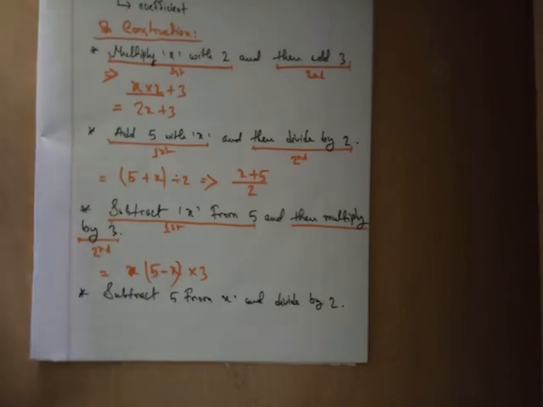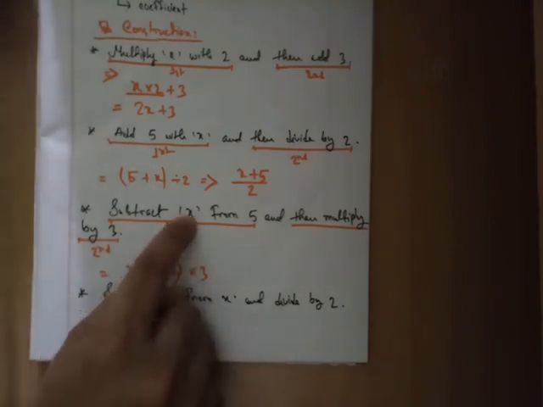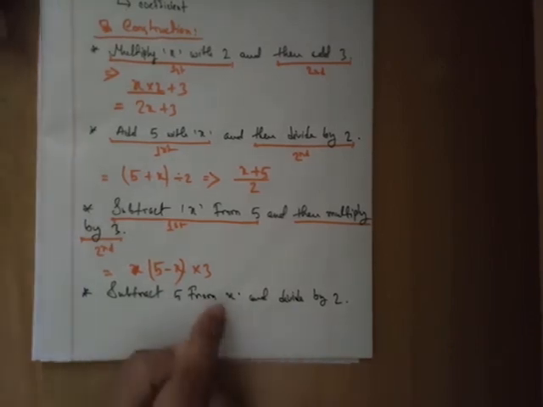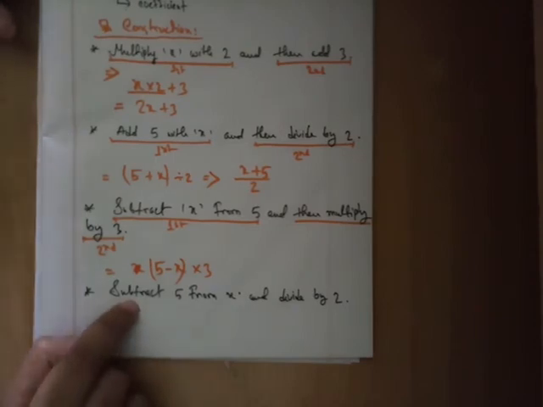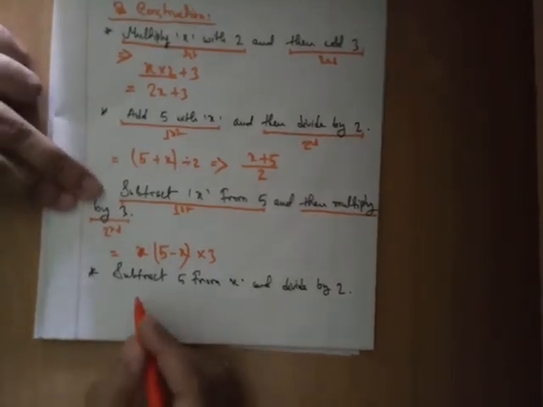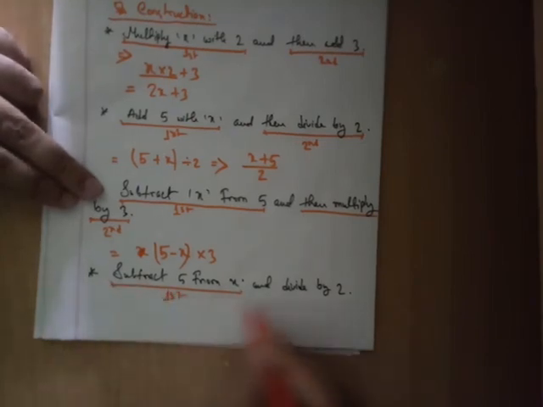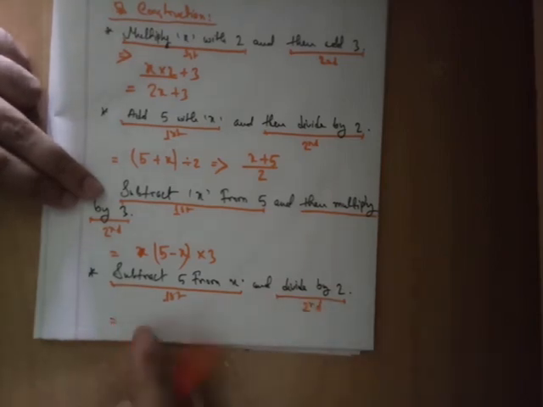So this question says subtract 5 from x. You need to understand the difference between subtracting x from 5 and subtracting 5 from x. Remember, subtract 5 from x. So I'm subtracting 5 from which? From x. So x will be now in the first position. So this is my first part of the question, and this is my second part of the question.